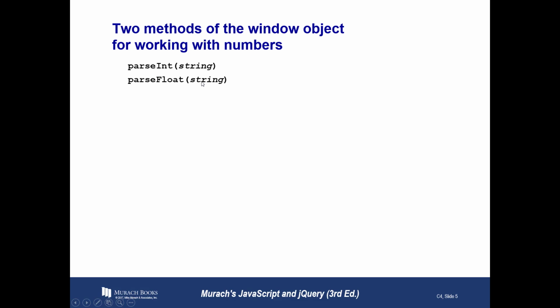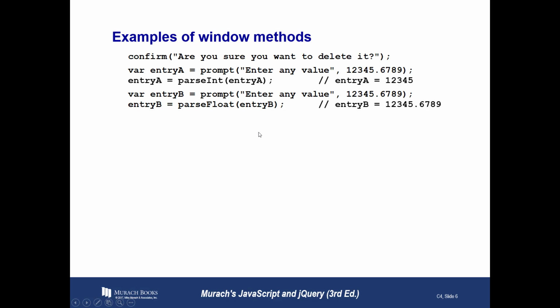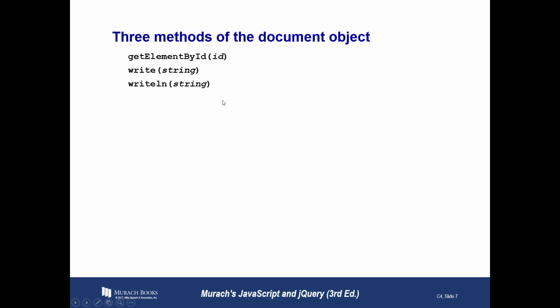When you want to convert strings, and everything you input into JavaScript is a string, if you want to convert it to a number, you use parseInt and you use parseFloat. So there's an example of confirm: are you sure you want to delete it? There's a prompt and a parse. First one, you're parsing it into a whole number. The second one into a number with a decimal.